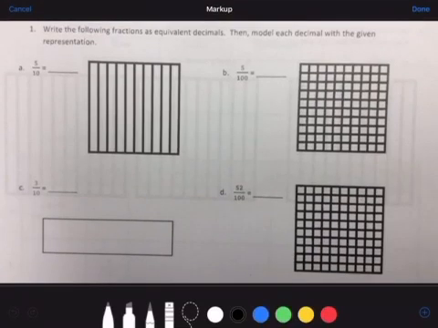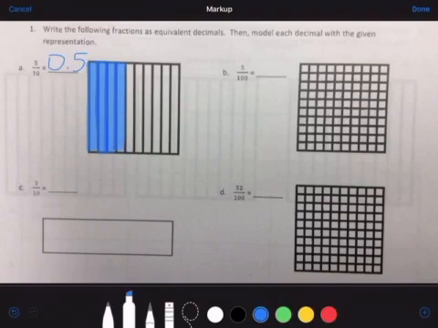So, the representation they've given me is this tens chart. So I have 5/10, and the decimal that's created would be 0.5. And then I have to color in or shade in 5/10 on my chart here. So there's 1/10, 2/10, 3/10, 4/10, 5/10.